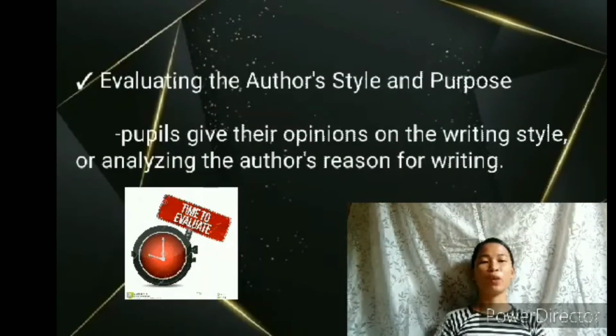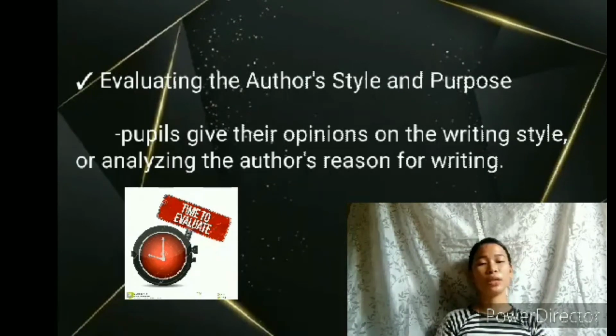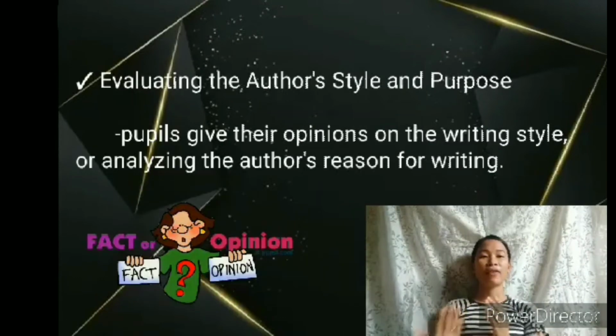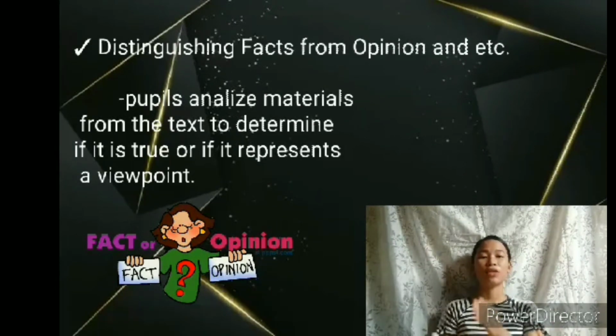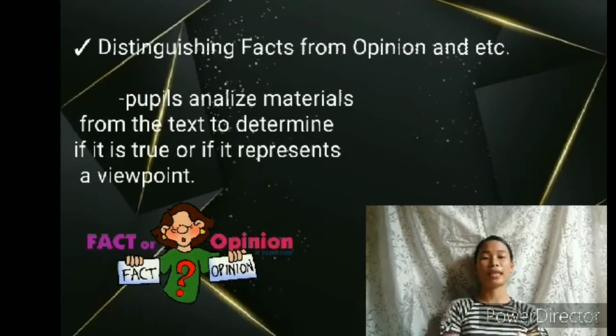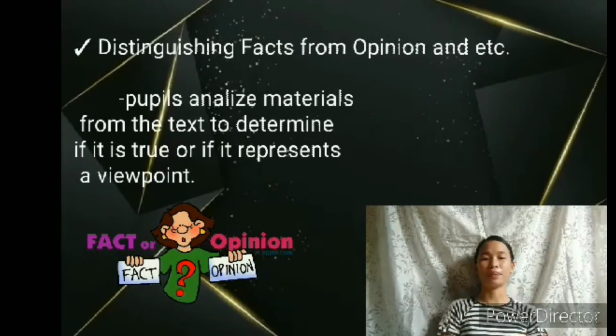We have evaluating the author's style and purpose. Pupils give their opinion on the writing style or analyze the author's reason for writing. We have here distinguishing facts from opinions and others. Pupils analyze materials from the text to determine if it is true or if it represents a viewpoint. Pupils give their own evaluation to the text that they have read.